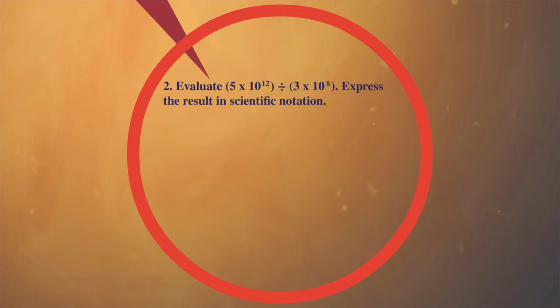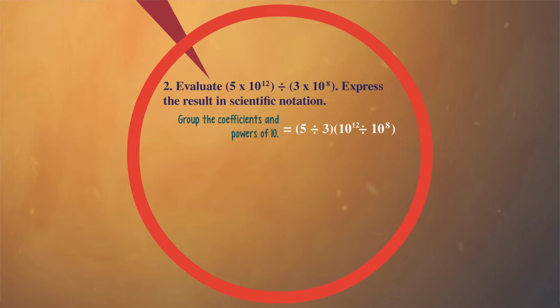Let's have an example. Let's try to evaluate the quantity 5 times 10 raised to the 12th power divided by the quantity 3 times 10 raised to the 8th power. We will also express the result in scientific notation. If you can still remember, we always start by grouping the coefficients in powers of 10. After grouping, we have the product of the quantity of 5 divided by 3 and the quantity of 10 raised to 12 divided by 10 raised to 8.